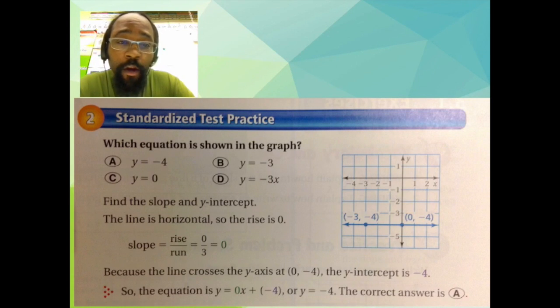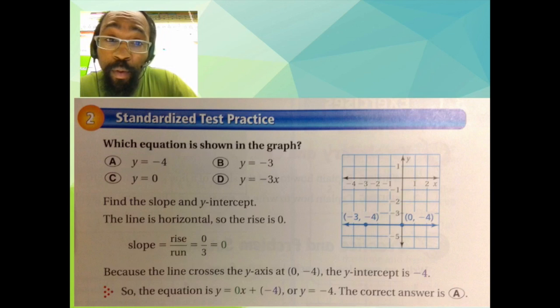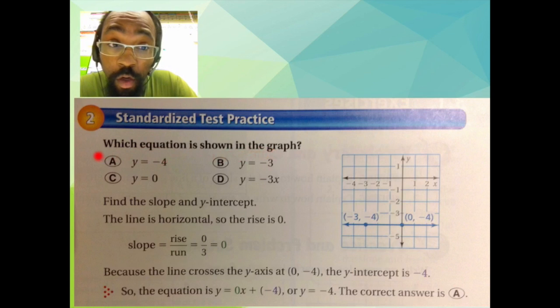Taking a look at this standardized test practice sample here, take a look at the coordinates that are placed here. They're asking you which equation is shown in the graph. If you take a look at these points, negative 3, negative 4, and 0, negative 4, there's no slope here.